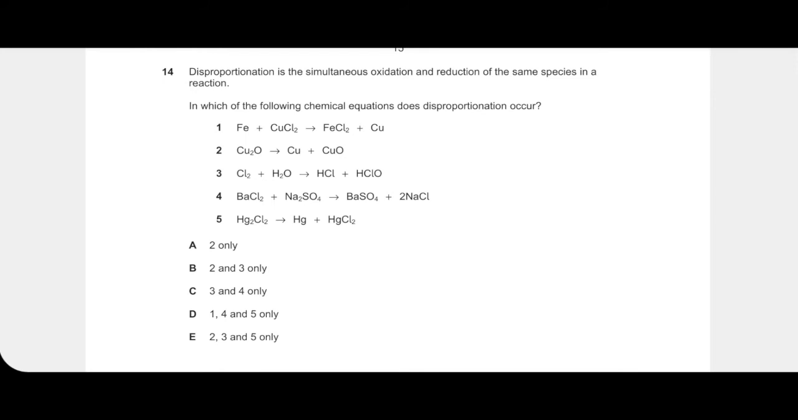So in reaction two, copper goes from an oxidation state of plus one to oxidation states of zero and plus two. In reaction three, chlorine goes from oxidation state zero to oxidation states of minus one and plus one. And in reaction five, mercury goes from an oxidation state of plus one to oxidation states of zero and plus two. And therefore, you know the answer to this question is E. And that is question number 14 completed.